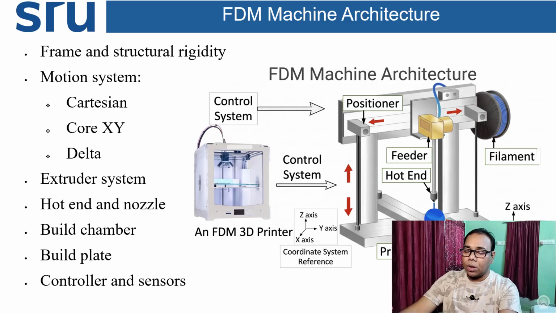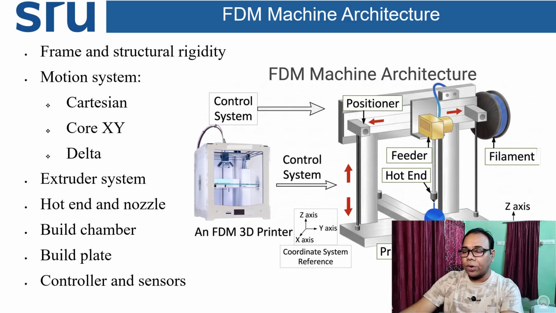Why? Because during printing, hot end material will come, so the temperature gradient between the build platform and the heated material should not be too much. Otherwise joining issues will come, maybe sometimes warpage issues, sometimes other defects, which we are going to discuss in another session.